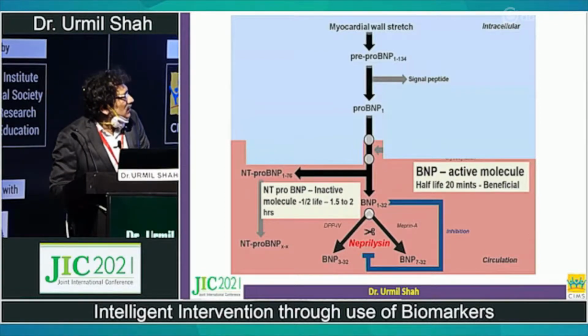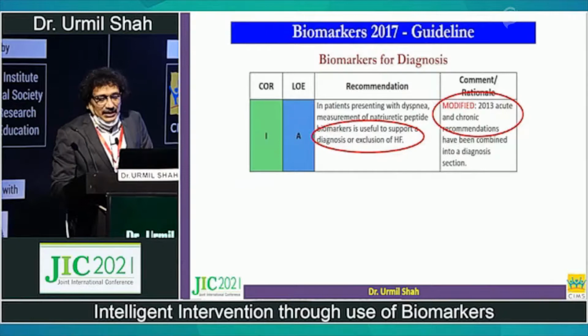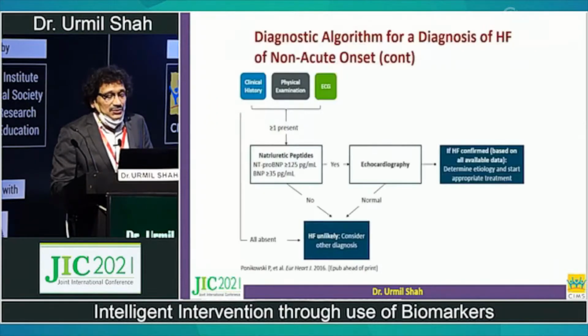Coming to the BNP, it has 2 components. One is NT-pro-BNP, which is an inactive molecule, and BNP, which is an active molecule. And we know that BNP is a useful marker as far as heart failure is concerned, and it is inhibited by neprilysin. So this is the recommendation, which clearly tells that this biomarker should be used for support as well as for exclusion of heart failure. This is what is important.